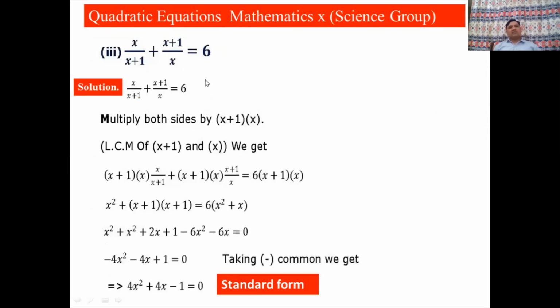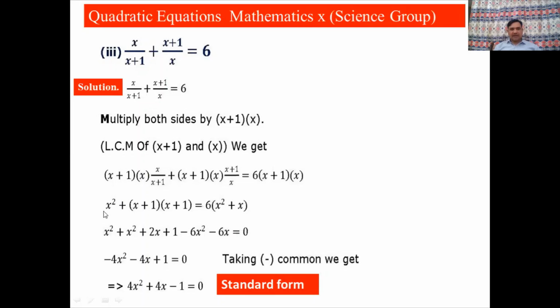Part 3. Again we have to take the LCM of these denominators, so the LCM is x and x plus 1, and we have to multiply both sides with x plus 1 times x. So this x will cancel out with this one, and here this x plus 1 cancels out with this x plus 1, and this x will cancel out with this one, and here we are left with this x and this x.